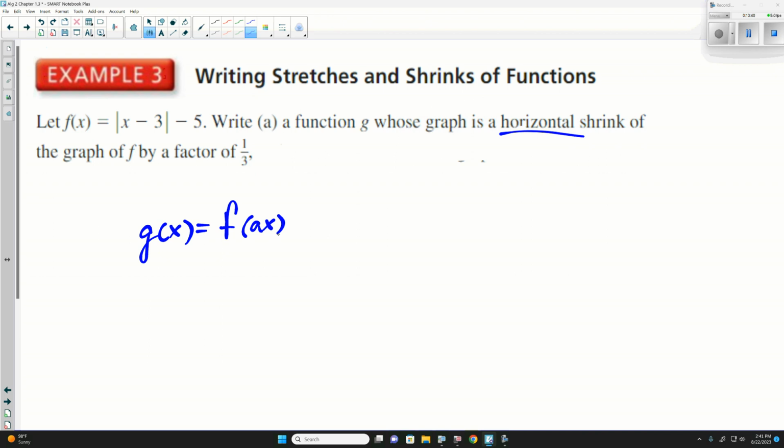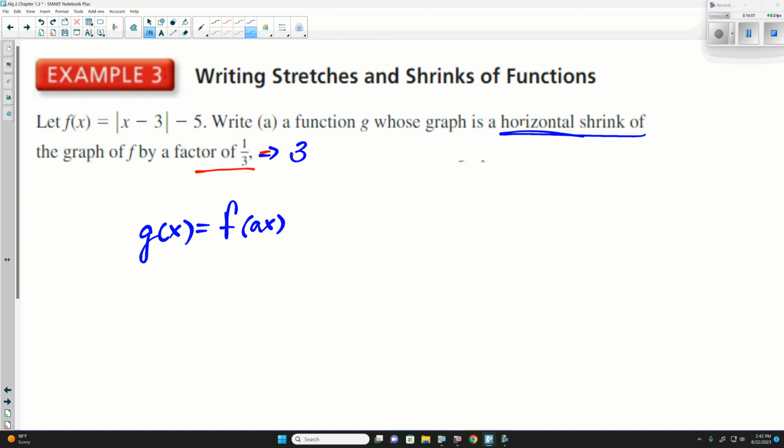Now, it says a horizontal shrink of the graph by a factor of... So is the 1/3 going to take the f, or is it going to go in there? It will go in there, but we need to do one thing to it first. We have to flip it. Is that because it's a shrink or is it because it's horizontal?